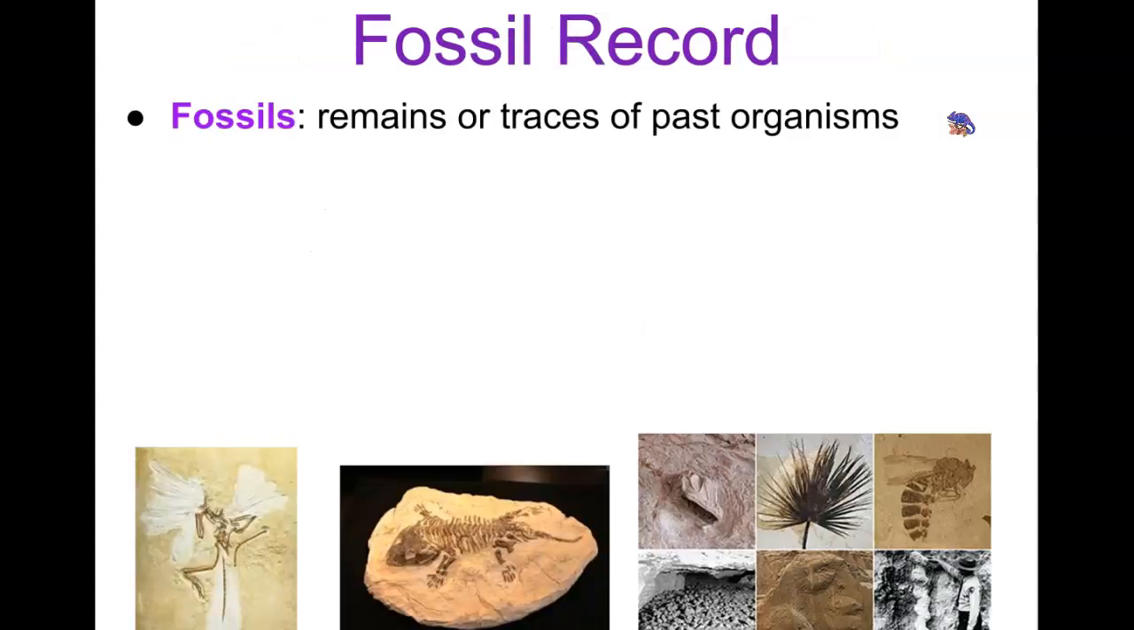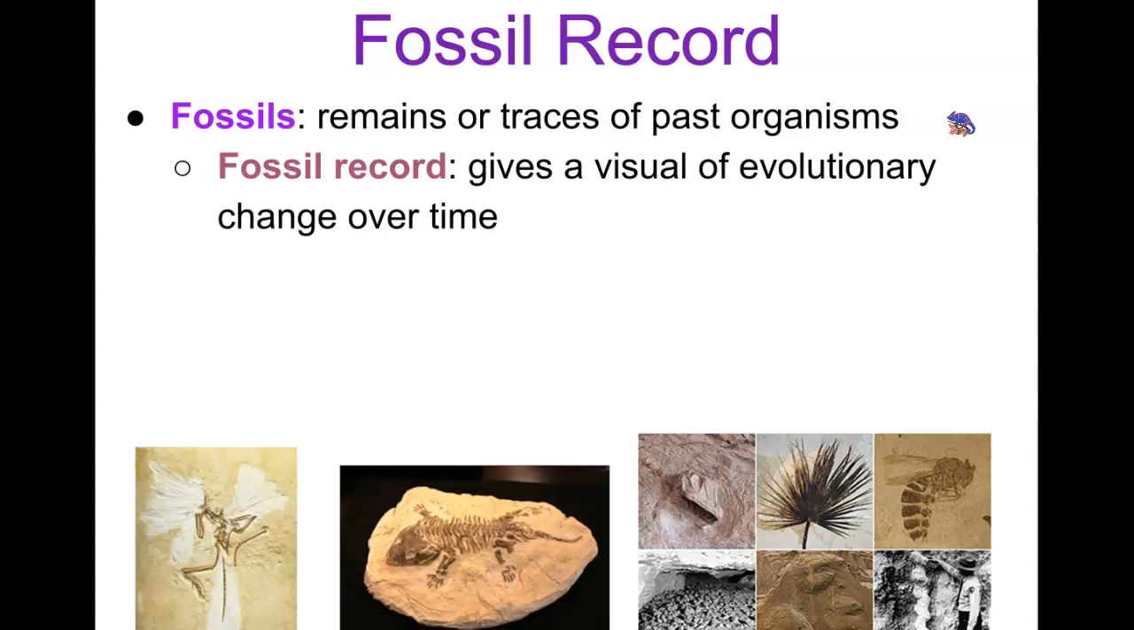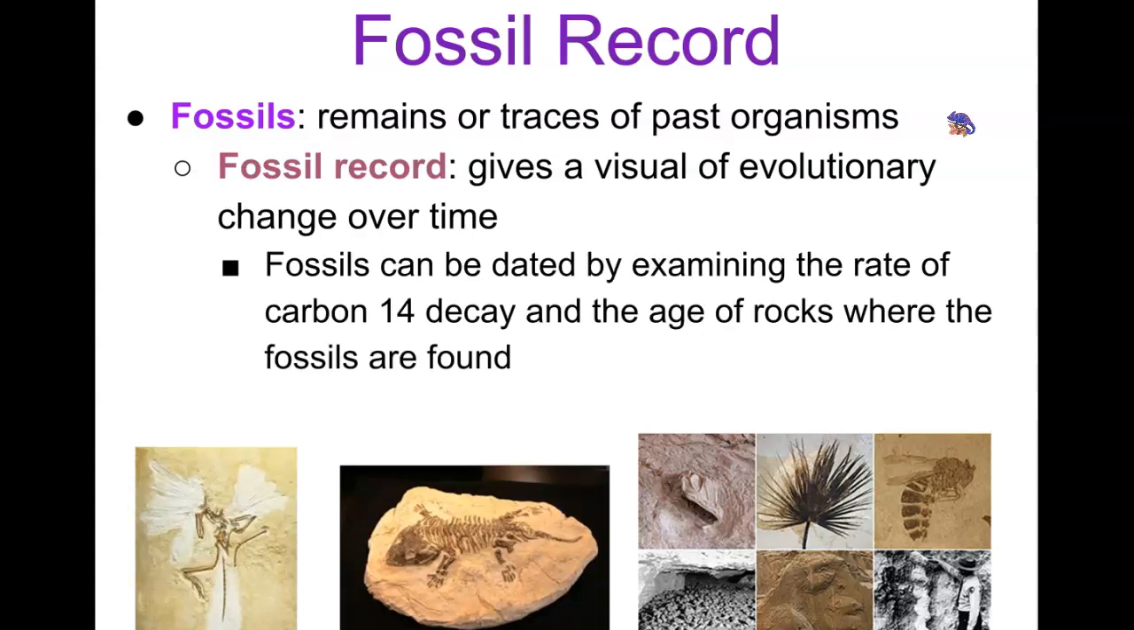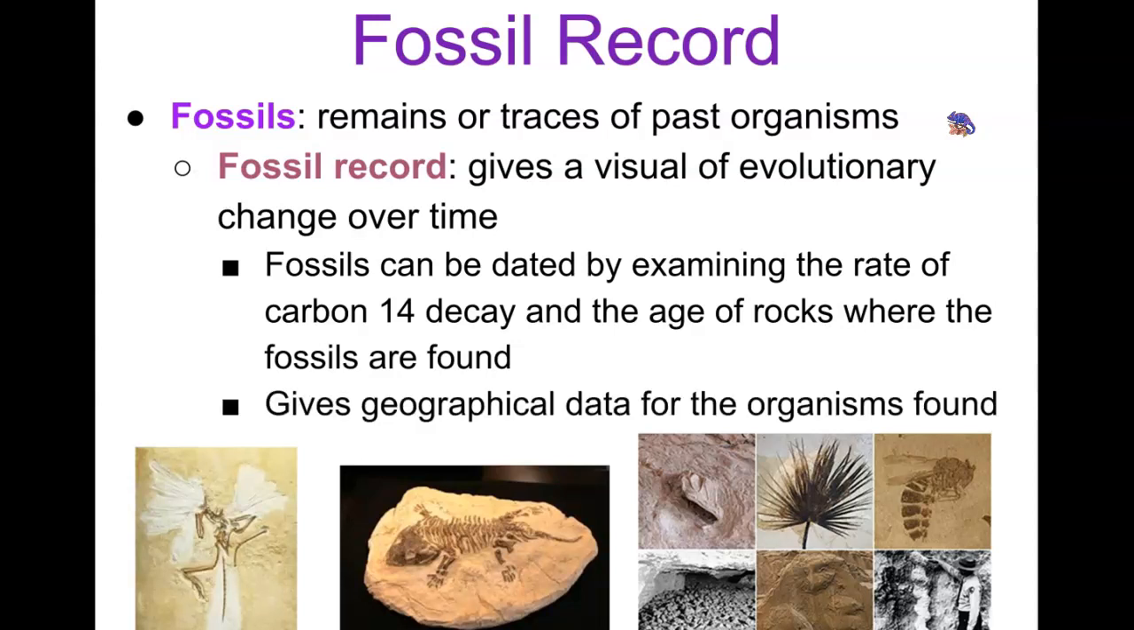So with the fossil record, basically fossils are remains or traces of past organisms. So when we think of fossils, we usually think of things that are extinct now. The fossil record gives a visual of evolutionary change over time. And ultimately, fossils can be dated by examining the rate of carbon-14 decay, which is a radioactive isotope of the carbon-12 atom, and the age of rocks where the fossils are found. This ultimately gives some sort of geographical data for the organisms that are found.